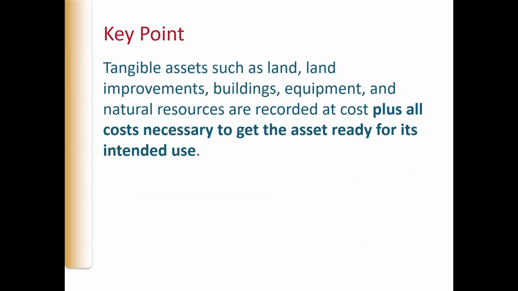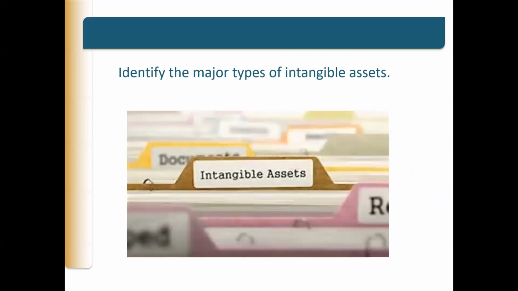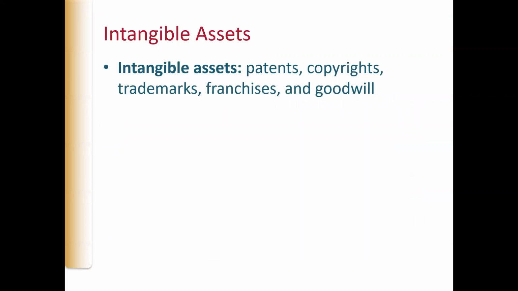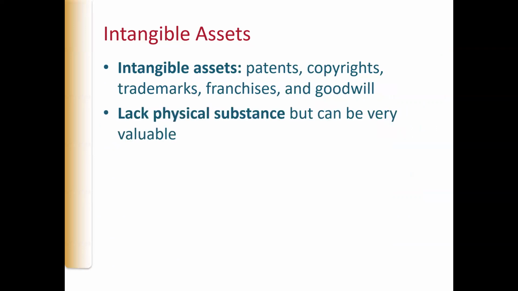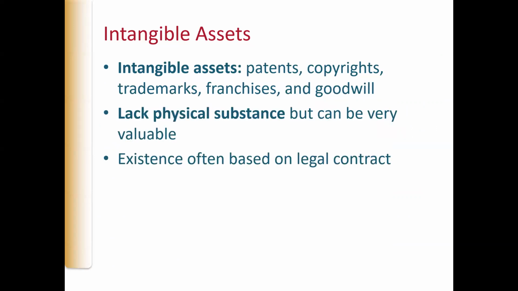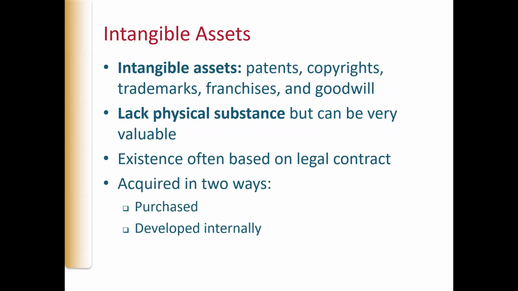for their intended use. Again, all physical assets, land, improvements, buildings, equipment, and natural resources are recorded at cost plus all costs necessary to get the asset ready for its intended use. Now we have the intangible assets. So these lack physical substance and are usually based on a legal contract.